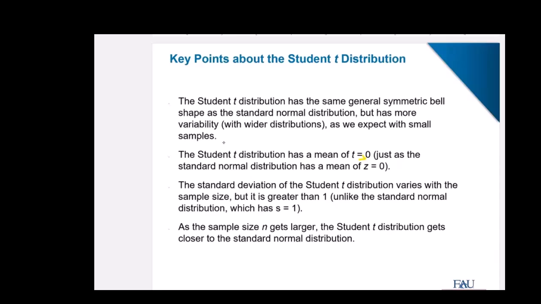Just like our standard normal had a z equals 0. That was the middle. The standard deviation of the student t-distribution varies with the sample size, but is greater than 1. With a normal standard distribution, our mean is 0 and our standard deviation is 1. And as the sample size n gets larger, the student t-distribution gets closer to the standard normal distribution. The bigger the size of our sample, the more it's going to represent a standard normal distribution.